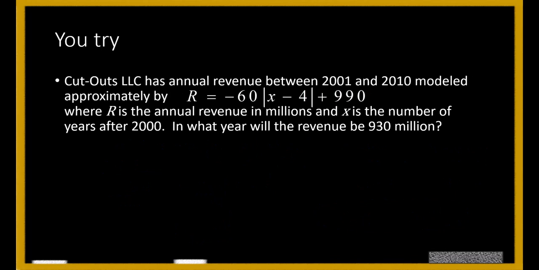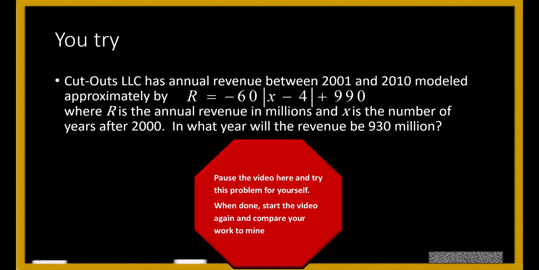So here's an example for you to try. Cutouts LLC has annual revenue between 2001 and 2010 modeled approximately by R equals negative 60 times the absolute value of x minus 4 plus 990, where R, again, is the annual revenue in millions and x is the number of years after 2000. In what year will the revenue be 930 million? I'd like you to pause the video, work this problem out for yourself, and after you've finished, come back, unpause the video, and you can compare your work with mine.